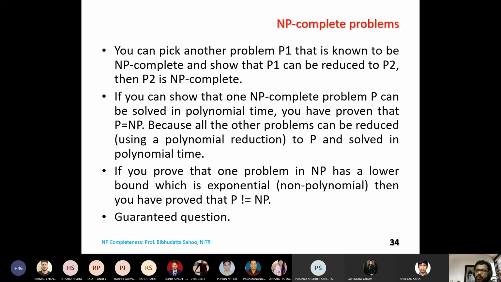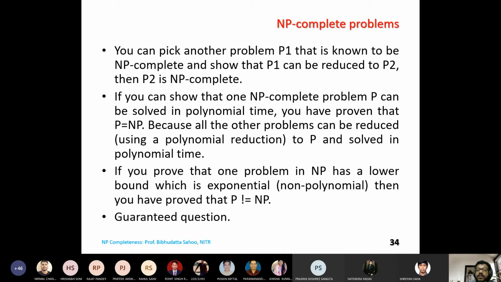If we do that for all the problems belonging to NP space, then there is no term called NP, that area becomes NP complete. That's why these things have to be understood. Otherwise, copying from the book will not solve the problem. In case you saw that an NP complete problem P can be solved in polynomial time, you have proven that P equals NP, which is not possible till now.